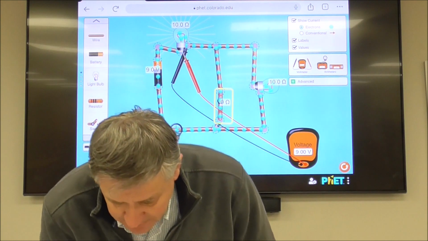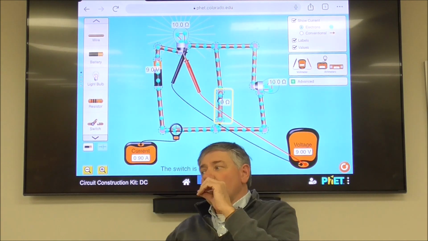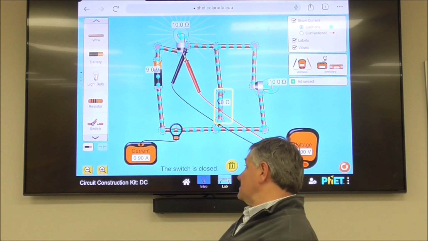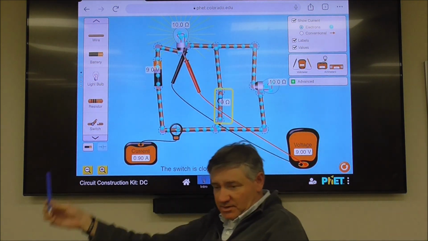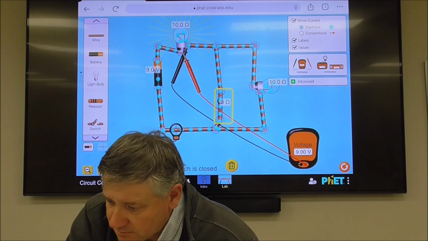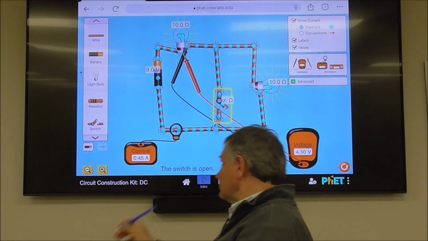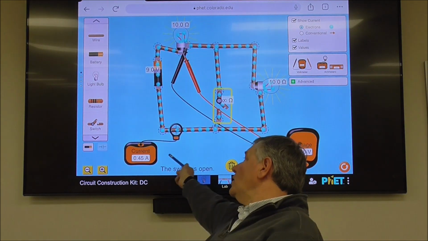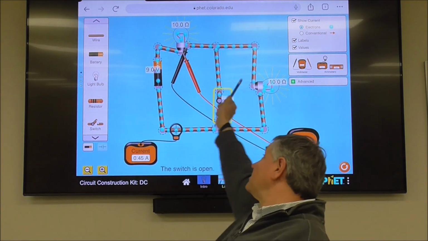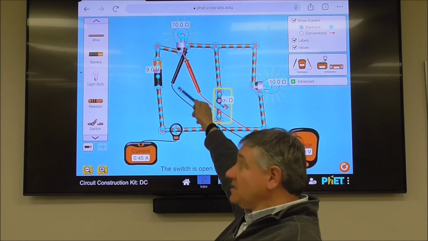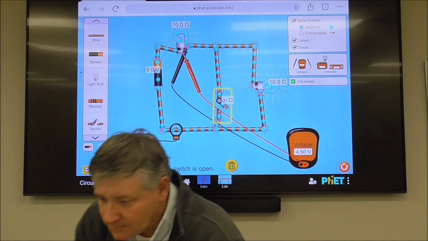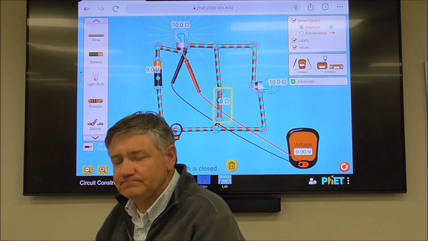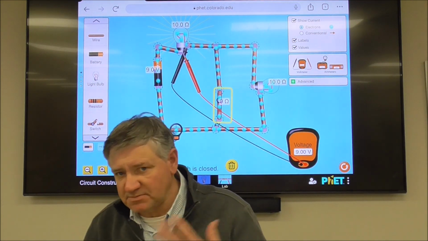Now, if you think this through, it's taking the path of least resistance. So, notice that a couple of things changed. Number 1, let me open that up. When that current was split, when it was in series, I had a current of 0.45. When I close that, notice that current goes up. It goes back to 0.9.